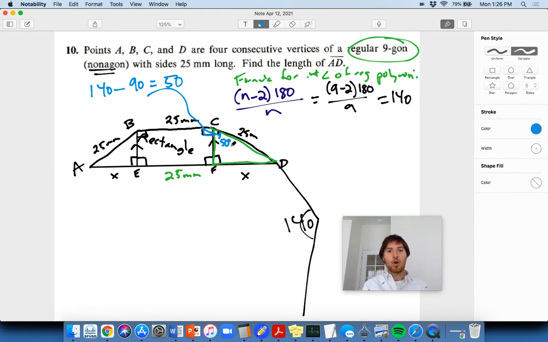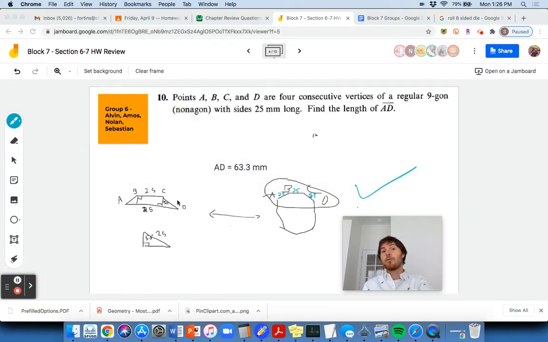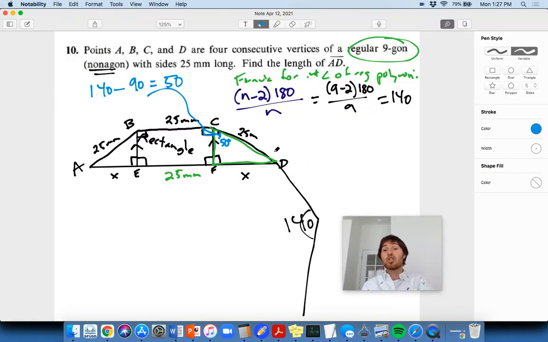Ah, nice. So we have a right triangle and a reference angle in there. We can take this group's word for it, since they got the 50-degree reference angle and solved for it. Let me show you the trig involved, because this is now right triangle trigonometry. We have a right angle there, a 50-degree reference angle, and this is x, our opposite side. We know our hypotenuse, which is any side length of the regular 9-gon, so it's 25 millimeters.